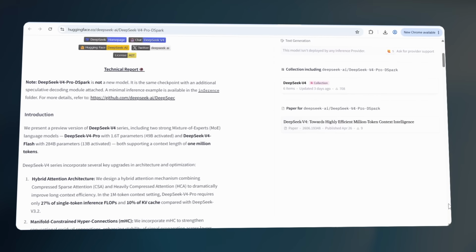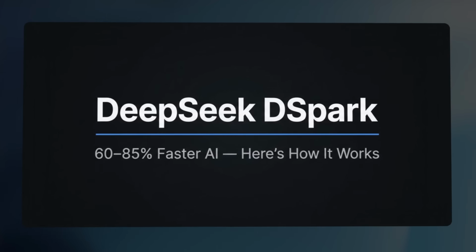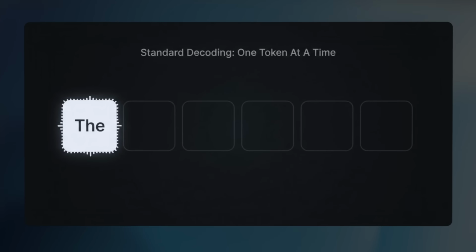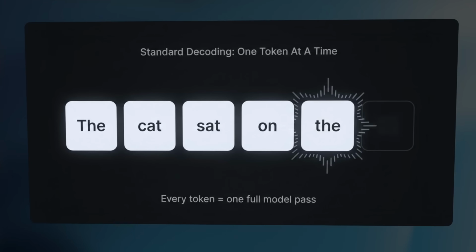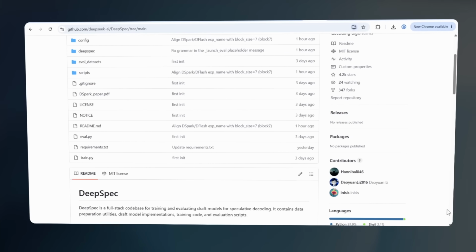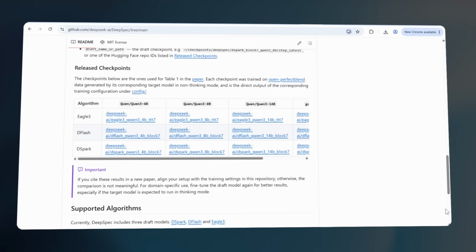They figured out how to make their existing model generate text 60 to 85% faster, without changing a single thing about the quality of the answers you get back. Same intelligence, dramatically less waiting. And they open sourced the entire thing. The paper, the training code, the checkpoints, all of it.